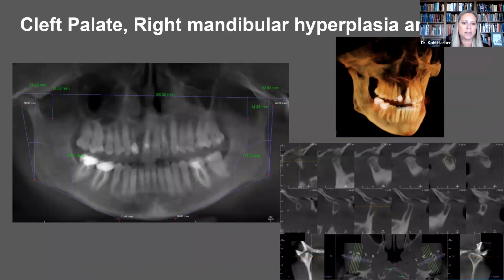This particular case, there is a cleft palate. So we can see that very nicely. We've got a right mandibular hyperplasia. So this one was a hyperplasia on this side, and temporomandibular joint disease as well.